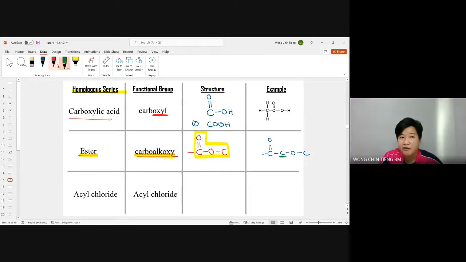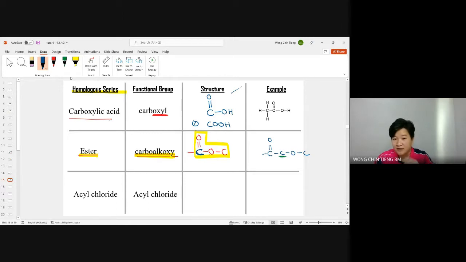Bila kita kata directly bonded, when I give you the structure, if you look at the structure that I give to you, when I say the C double bond O holding C single bond OC, perasan tak carbon yang sama? Carbon yang sama kena pegang double bond O, carbon yang sama kena pegang single bond OC.